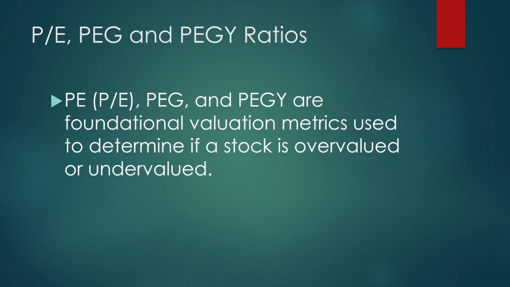Before we go into the PEG ratio, there are a couple of other fundamental ratios to give some background. The value of a stock mostly depends on the earnings. What the earnings means is like a PE ratio, price to earnings ratio, and the next one is the PEG ratio, price to earnings to growth ratio. So these are the fundamental valuation metrics used to determine if a particular stock is overvalued or undervalued.